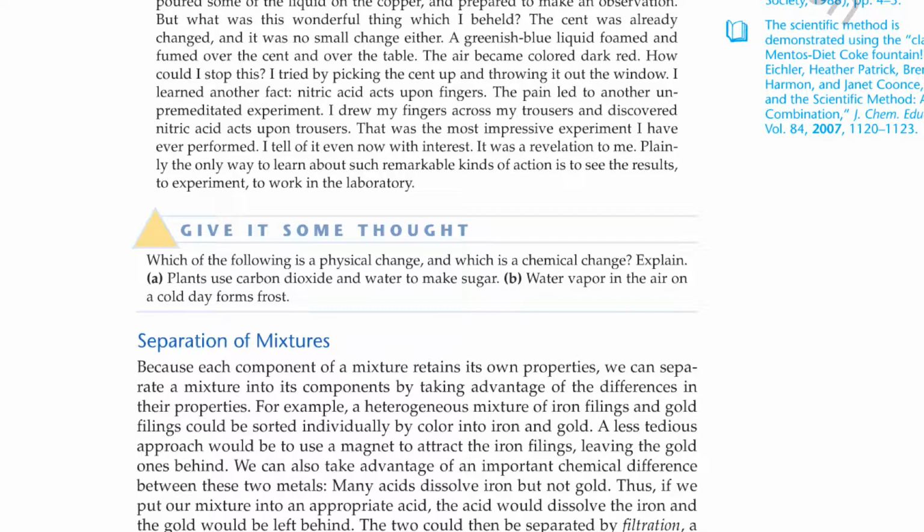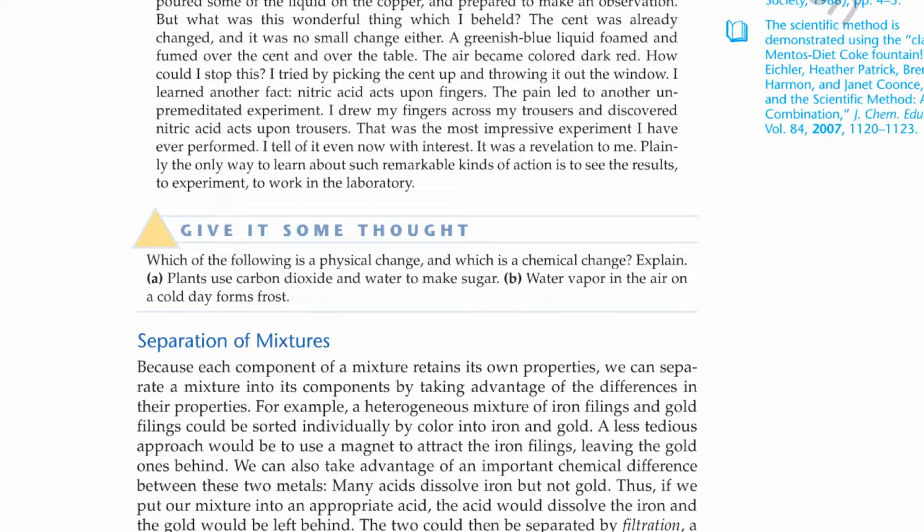Because each component of a mixture retains its own properties, we can separate a mixture into its components by taking advantage of the differences in their properties. For example, a heterogeneous mixture of iron filings and gold filings could be sorted individually by color into iron and gold. A less tedious approach would be to use a magnet to attract the iron filings, leaving the gold ones behind. We can also take advantage of the important chemical difference between the two metals.